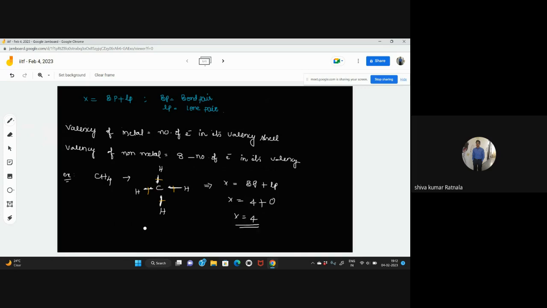X value 4 means which hybridization? Hybridization I am asking. That's why I told you to read and come. Sir, sp3, sir. Tetrahedral. Okay, it is sp3. In this molecule, do we have any lone pairs? No, sir. So then what is the geometry here? Tetrahedral. Understood how I am trying to calculate?